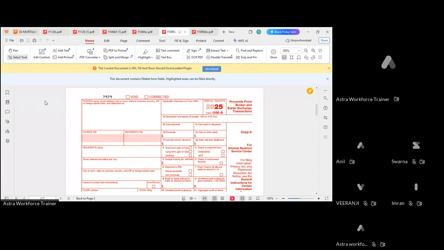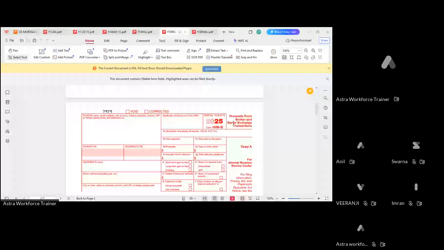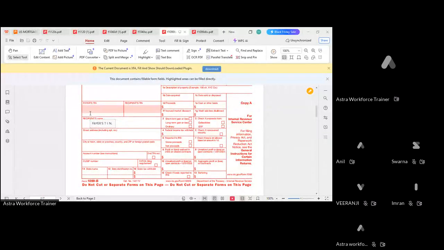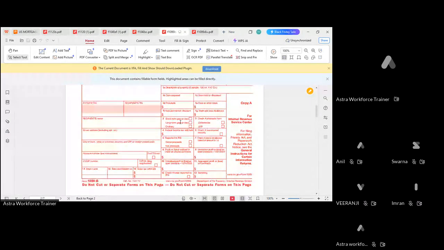1099, broker compensation or broker and barter exchange transactions. Here you will get the proceeds from the sales, and accrued market discount, and you will get the federal tax details over here. All this information will be available, but the proceeds will take one day. If anyone asks, you can just tell me that one day you will get the proceeds. That will be important.